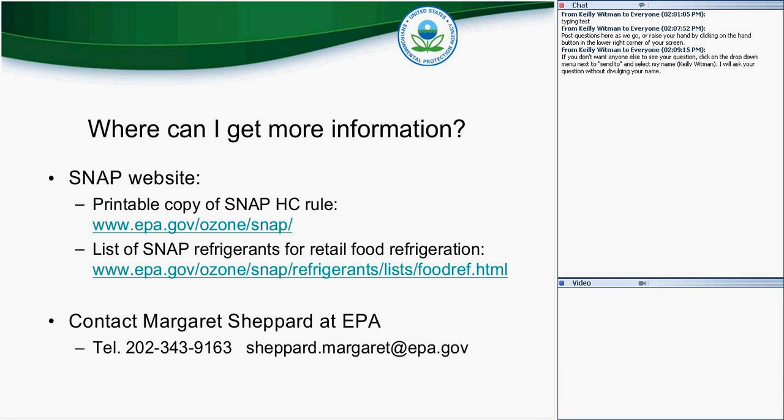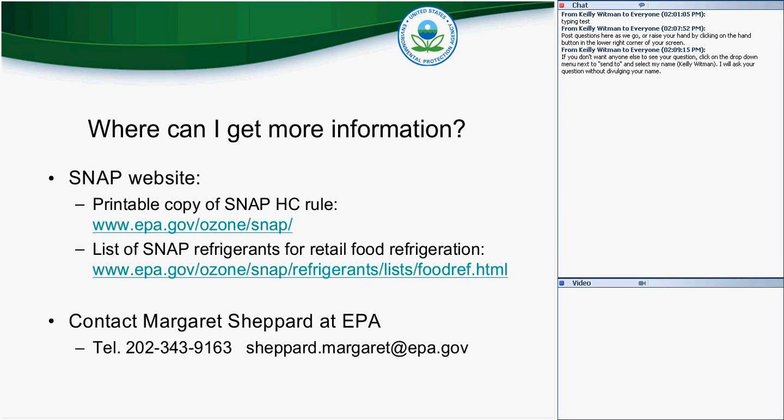Also, if you are interested in seeing a copy of the regulation and our plain English explanation of what we were thinking about when we were writing it, you can find that at the staff website, www.epa.gov/ozone/snap. The list of refrigerants for retail food refrigeration is also listed there, or you can navigate your way there from the SNAP website.